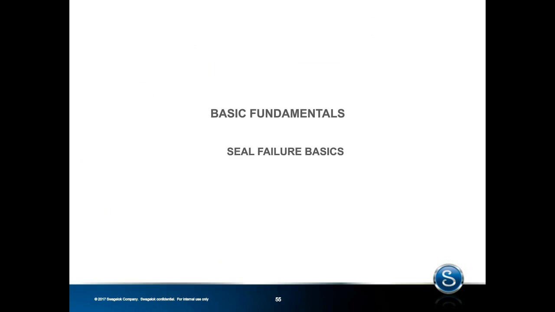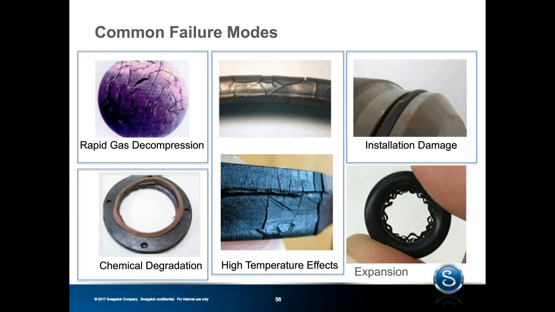Just to discuss some common failure modes, namely rapid gas decompression, which you can often only see by taking a cross-section of your failed seal material. If you look at a cross-section of that material, you can see the cracks and voids in your seal, which would provide you with a strong indication that your seal has experienced rapid gas decompression.